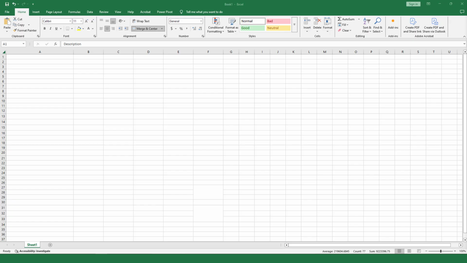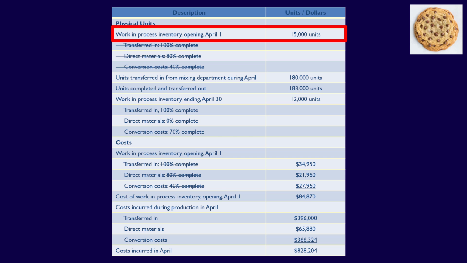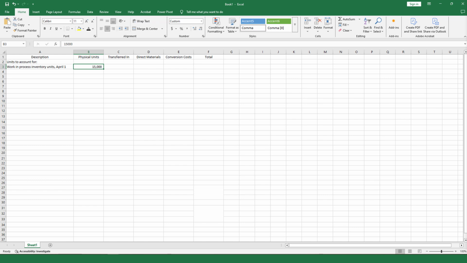To do the process costing report, we'll be using Excel. We need 6 columns: description, physical units, transferred in, direct materials, conversion costs, and finally, total. We start with units to account for. This is the number of units we had at the start of the year plus all of the units we started during the year. We start with the work in process inventory in units for April 1st. These are the units which were incomplete at the start of the period. From the question, we know the number of units incomplete at the start of the period was 15,000 units. So we input 15,000 units in column B under physical units.